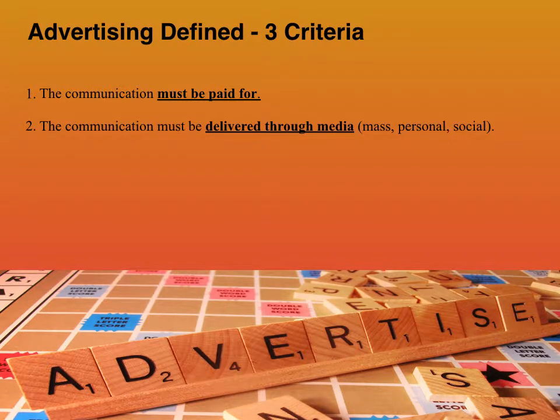The communication must be delivered through media. And so this is mass media, personal media, or social media. Mass means the communication that can reach a large number of people, like broadcast, print, and digital channels. Personal media means the communication that is capable of two-way communication on a small scale, so like email or telephone or face-to-face. And social media crosses the boundaries of mass and personal media.